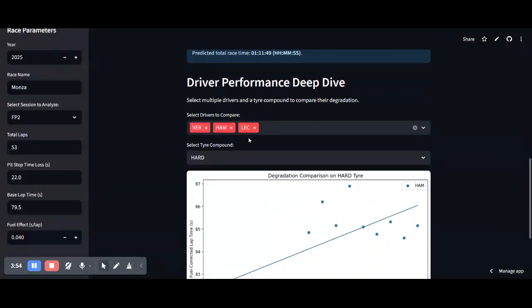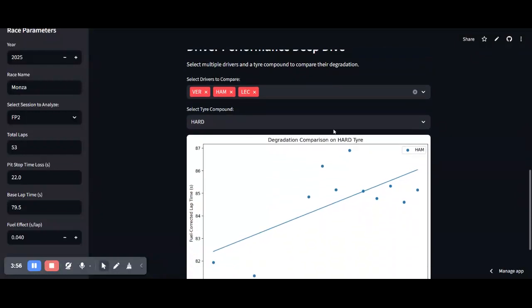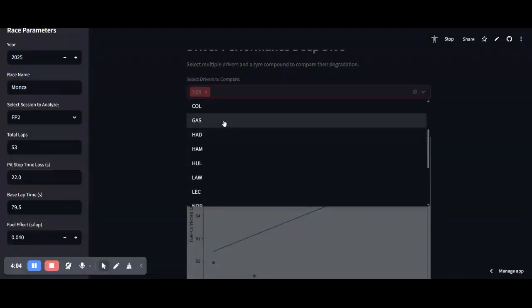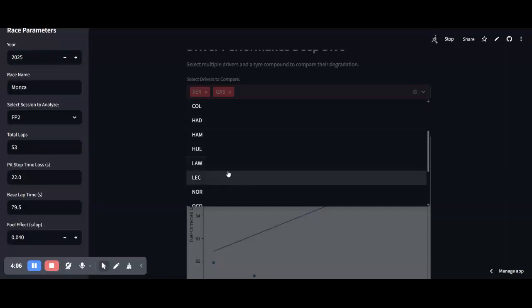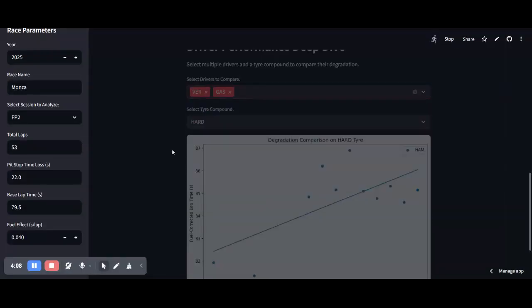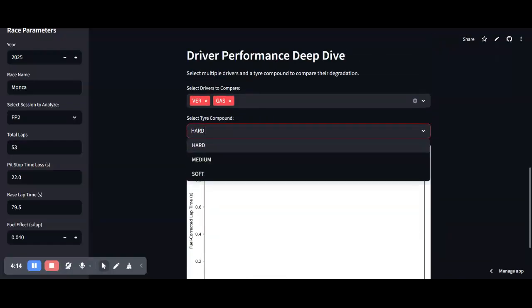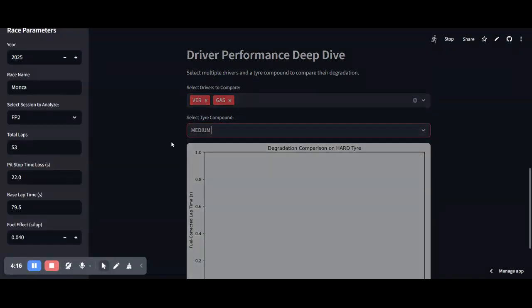Next, we have the driver performance deep dive, and I would like to compare here, for example, Verstappen's race time to, let's choose Gasly because he has used a medium compound tire as well. Yeah, so let's give it a bit of time and it should be ready. Oops, I'll just select it to medium. Yep.